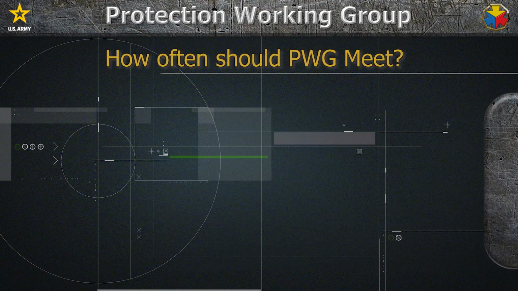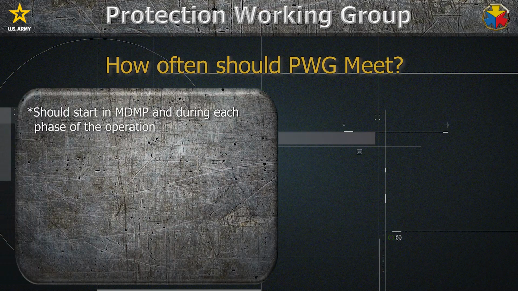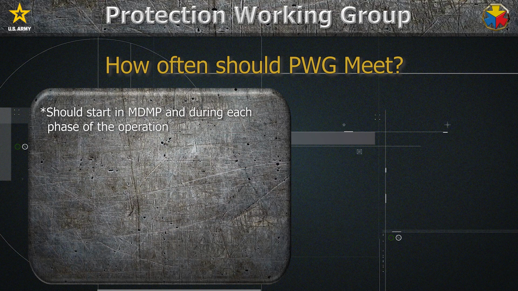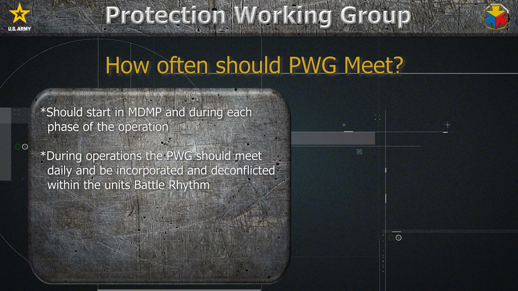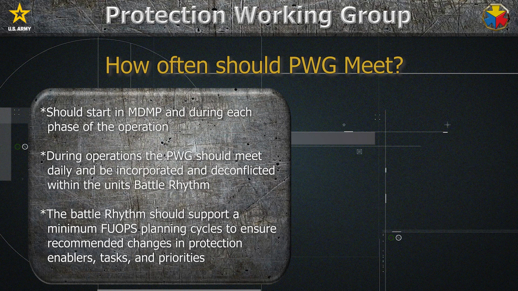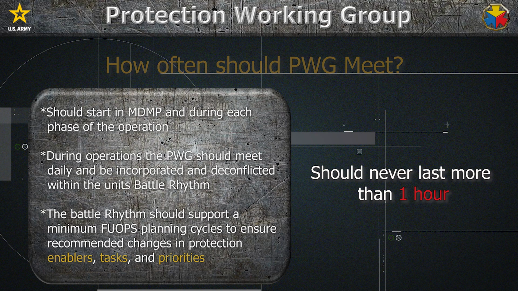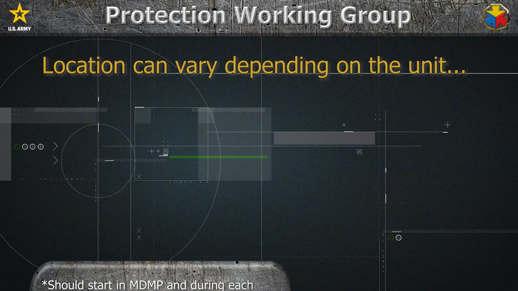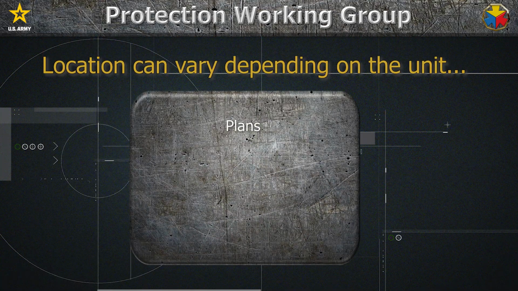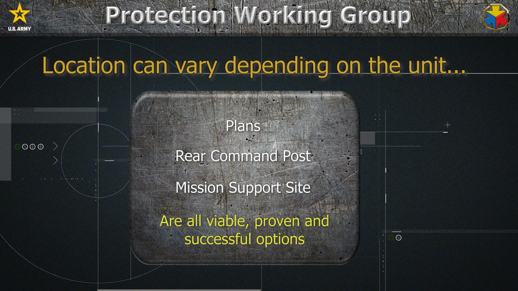How often should a protection working group meet? It should start at MDMP and during each phase of the operation. During operations, the protection work group should meet daily and be incorporated and deconflicted within the unit's battle rhythm. The battle rhythm should support a minimum future operations planning cycles to ensure recommended changes to protection enablers, tasks, and priorities. The meeting should never last more than an hour. The location can vary depending on the unit, but at plans, rear command posts, or mission support site are all viable and proven successful options.